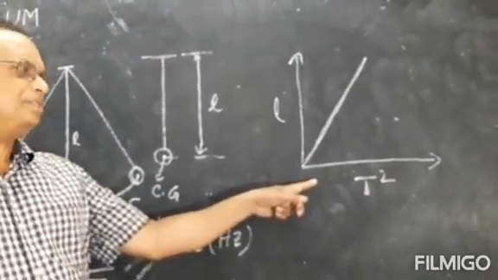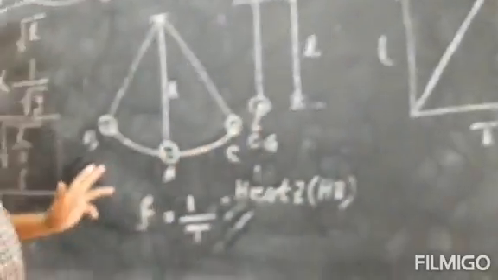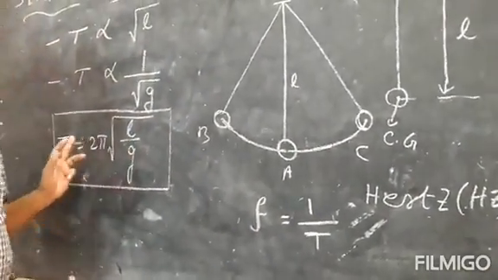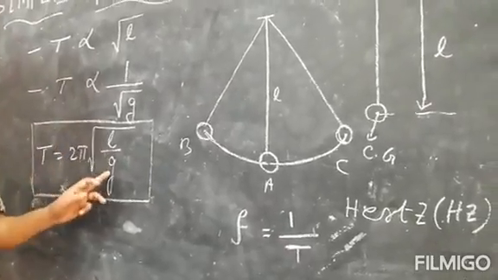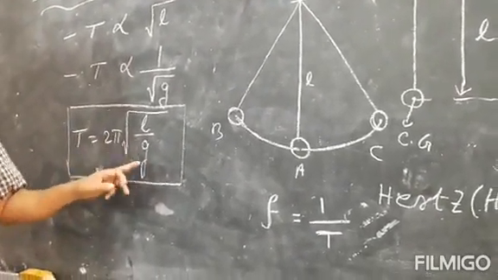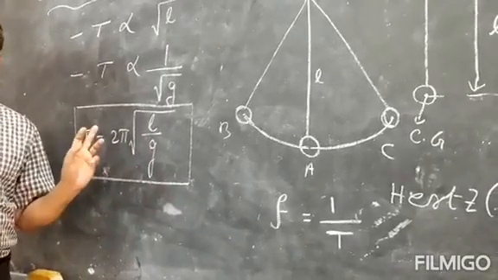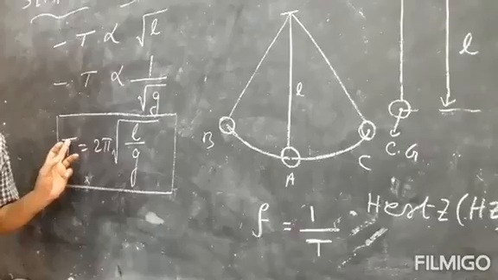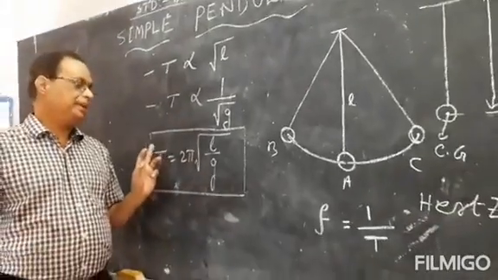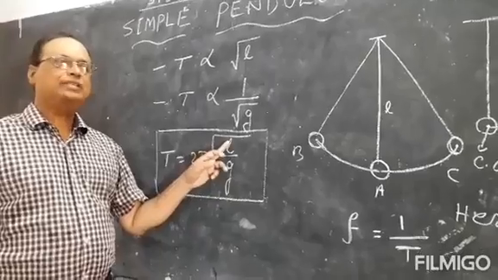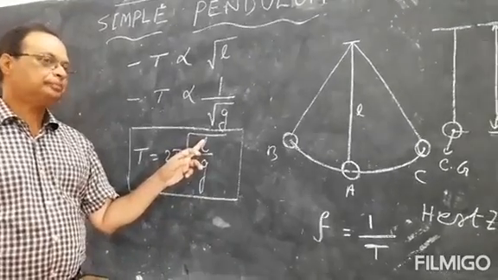Now from the formula, you may be asked to find any one of these three: T, L and g. There are three variables, so they will give you any two and ask you to find the other one. They will give you L and g and ask you to find the time period. They may give time period and acceleration due to gravity and ask you to find the length.